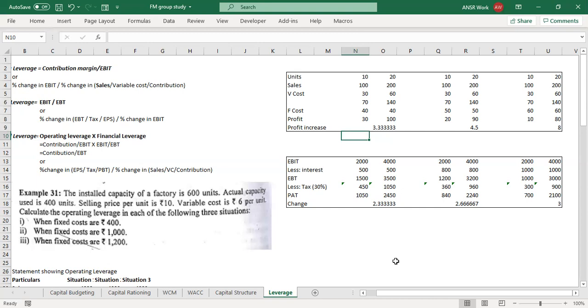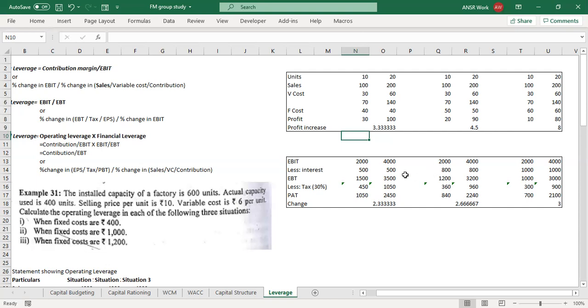Operating leverage is nothing but your contribution divided by the EBIT, earnings before interest and tax. Because of this effect, our percentage of increase can increase, basically. It sounds like a tongue twister, but it is true. So our percentage of increase will increase because of the leverage.